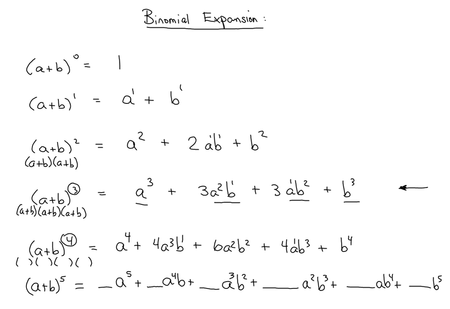The only thing left for us to do now is to fill in the coefficients. I want you guys to look at the coefficients for a minute. When we had a plus b to the 0, we had a 1. When we had a plus b to the first, we had a 1 and a 1. Then we had a 1, a 2, and a 1. 1, 3, 3, 1. Do you guys see what's going on? What is it? It's Pascal's triangle. It's all of our NCRs.